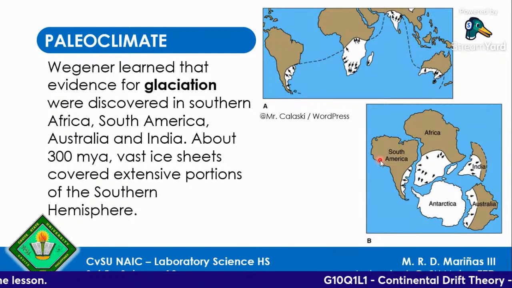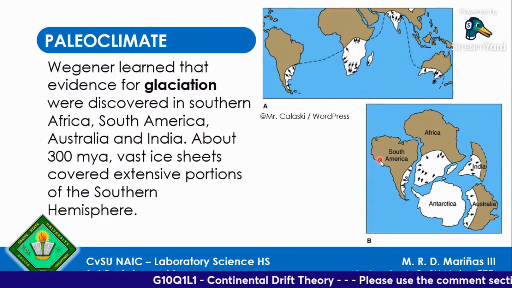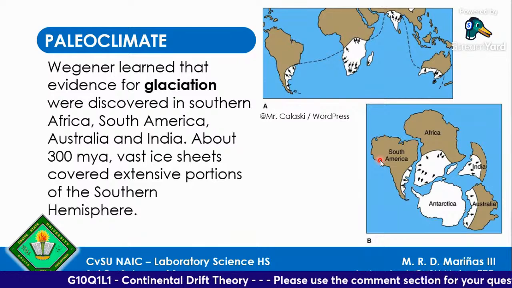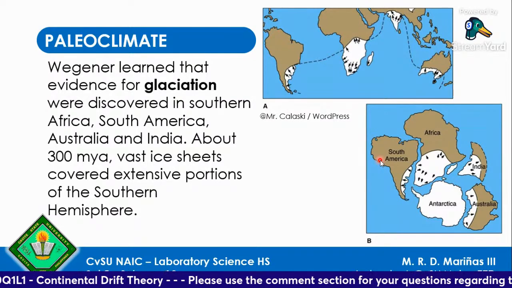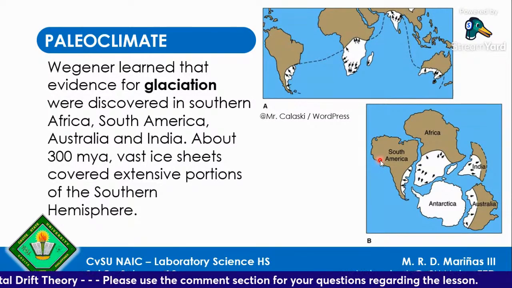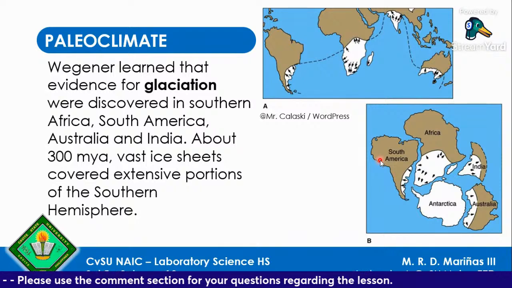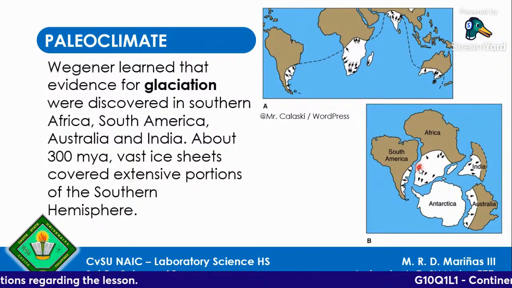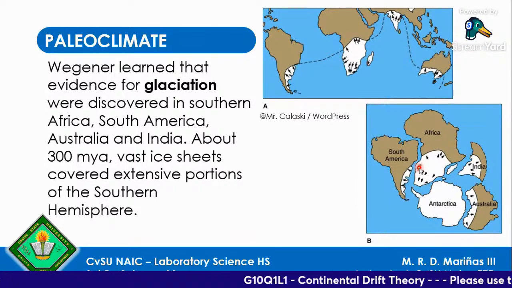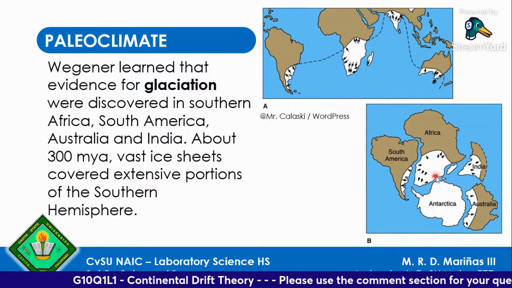Okay? Wegener learned that evidence of glaciation, pag sinabi natin glaciation, this is a process wherein vast ice sheets are formed, okay, were discovered in Southern Africa, South America, Australia, and India. And by the way, these are the same continents. Kung babalikan natin sa ating diagram kanina, sa mga four fossil types natin, kay Lystrosaurus, Cynognathus, Mesosaurus, saka kay Glossopteris, these are also the continents na involved doon sa mga fossils na yan.